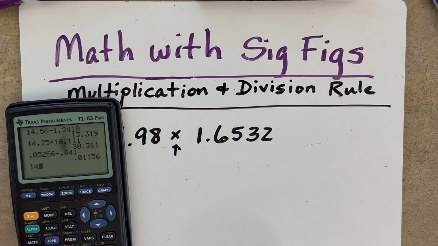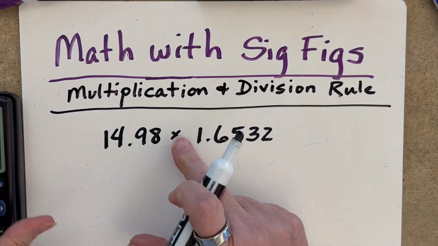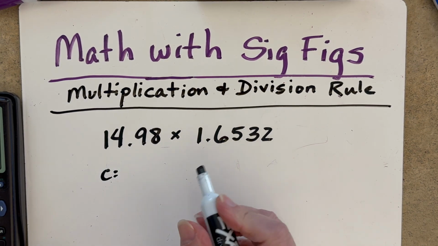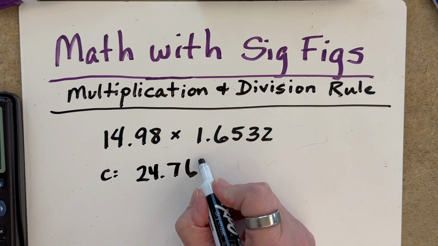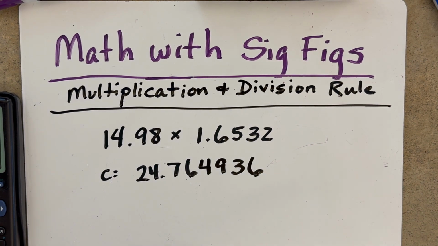So let's first go ahead and do our problem. So we have 14.98 times 1.6532, and our calculator answer is 24.764936. Okay, so how much of that do we keep? The way that you do this is you look back at your original numbers in the original problem.